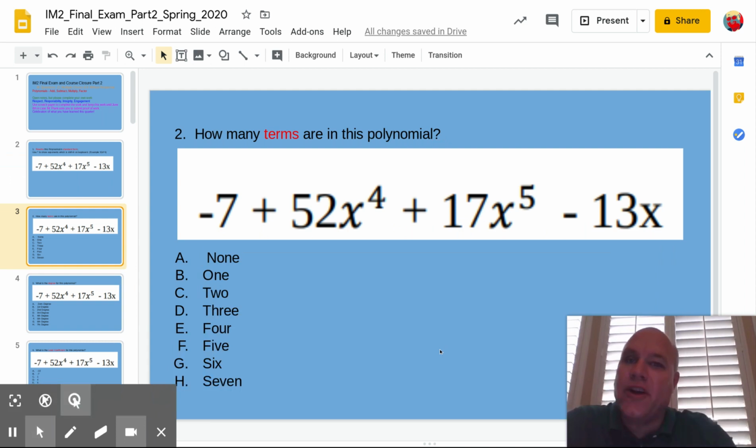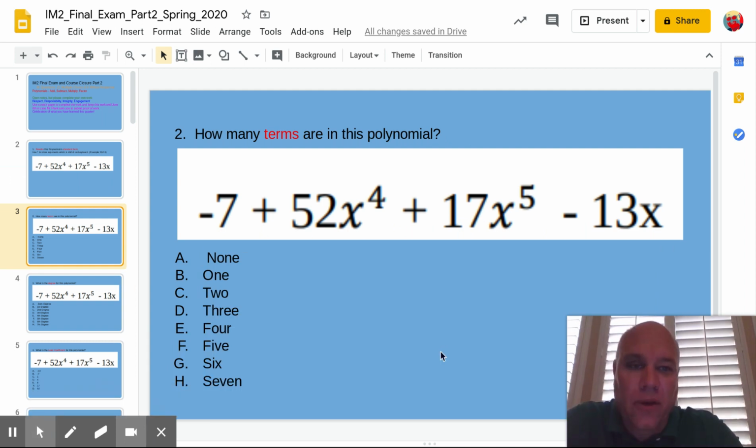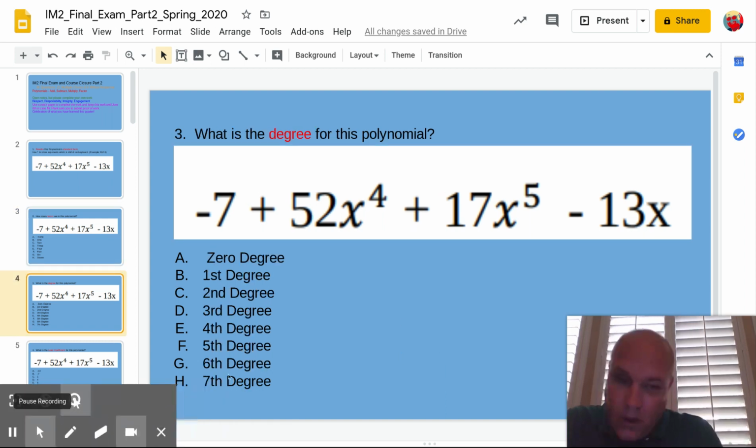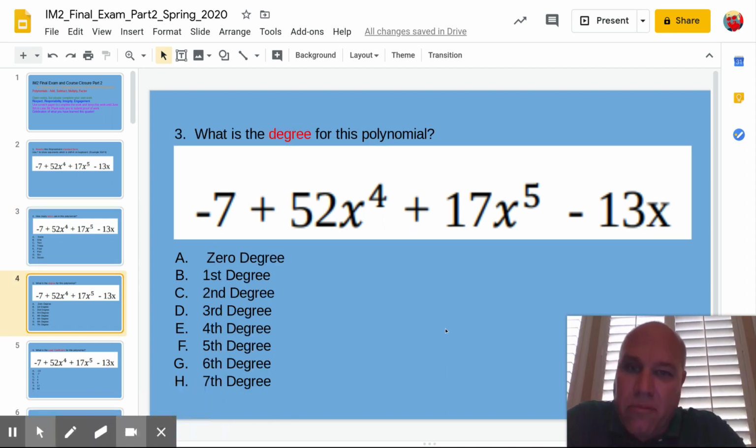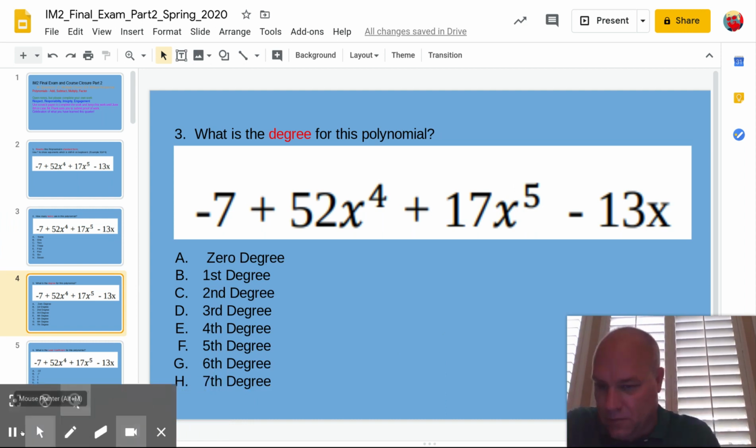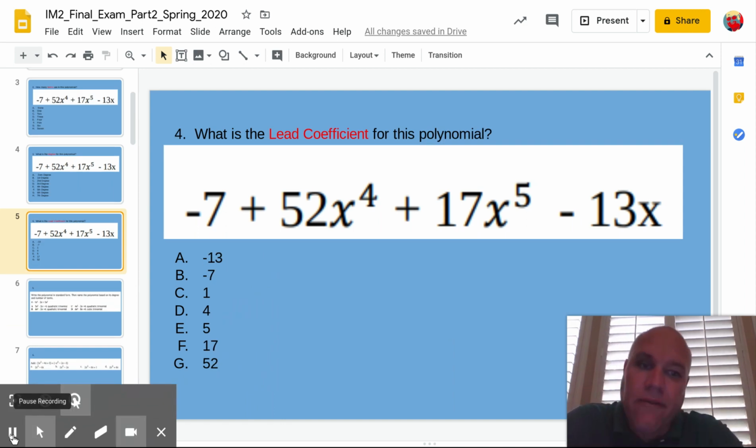All right, how many terms are in this polynomial? So it's -7 plus 52x to the 4th plus 17x to the 5th minus 13x. You just rewrote this same one in standard form. How many terms does it have? All right, same polynomial for question number 3. This time I'm asking you, what is the degree for this polynomial? All right, question 4. What is the lead coefficient for this polynomial?